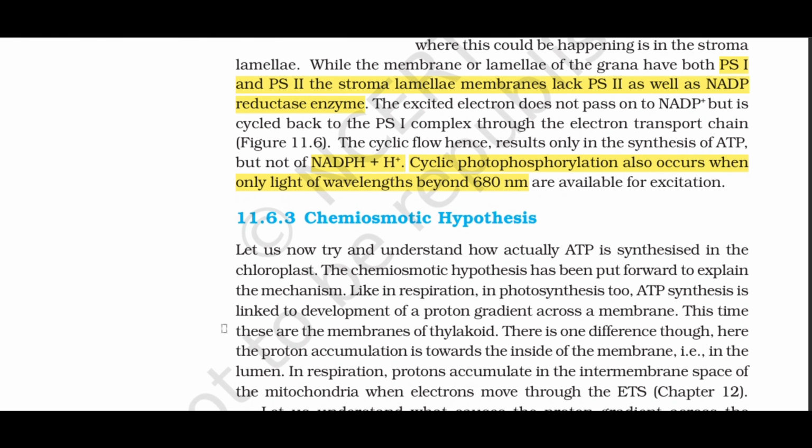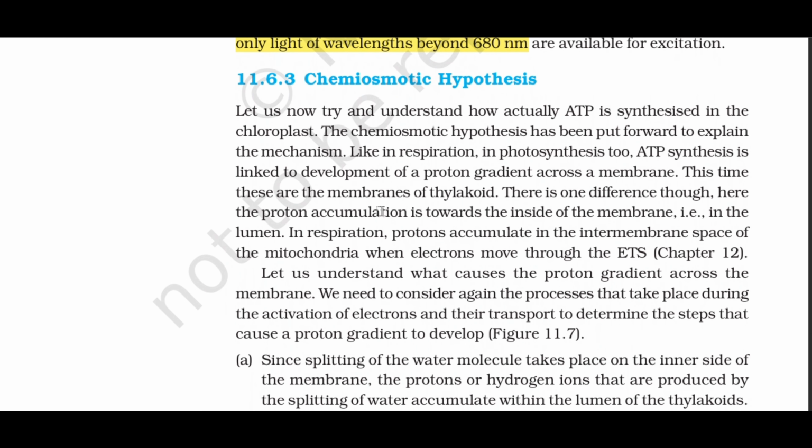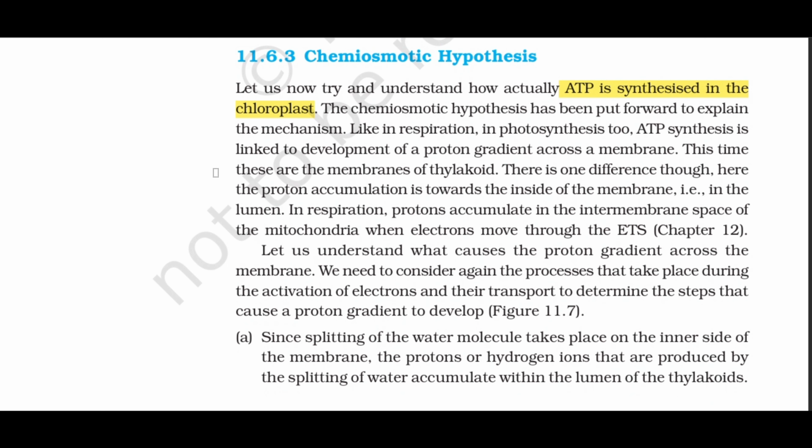Chemiosmotic hypothesis. Let us now try and understand how actually ATP is synthesized in the chloroplast. The chemiosmotic hypothesis has been put forward to explain the mechanism. Like in respiration, in photosynthesis too, ATP synthesis is linked to development of a proton gradient across a membrane. This time these are the membranes of the thylakoid. There is one difference though: here the proton accumulation is towards the inside of the membrane, i.e., in the lumen. In respiration, protons accumulate in the intermembrane space of the mitochondria when electrons move through the ETS, chapter 12.